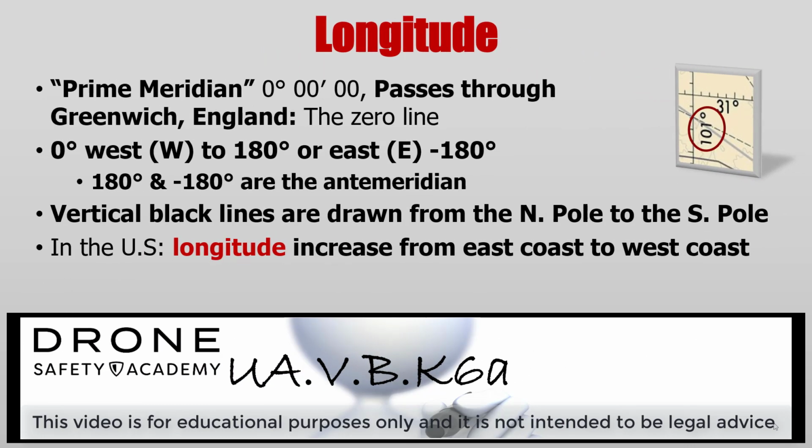All right, longitude. This begins with the prime meridian. This is 0 degrees, 0 minutes, 0 seconds. This is a line that runs from the North Pole to the South Pole and passes through England. This is considered the 0 line. Let's start at the prime meridian, which is 0 degrees, and move west to 180 degrees. Or we could move east. In any case, it's the same place on the other side of the planet called the anti-meridian. Lines of longitude are vertical black lines that are drawn from the North Pole to the South Pole. In the United States, the lines of longitude increase from the East Coast to the West Coast.